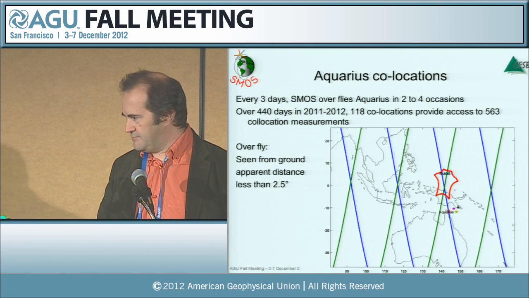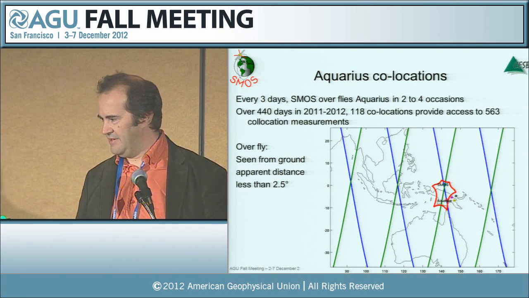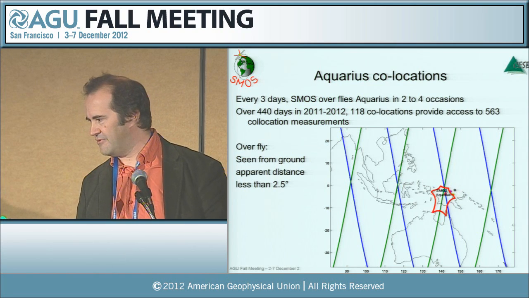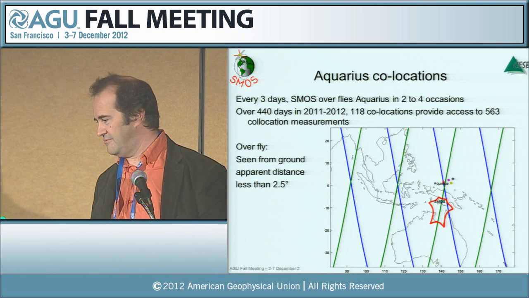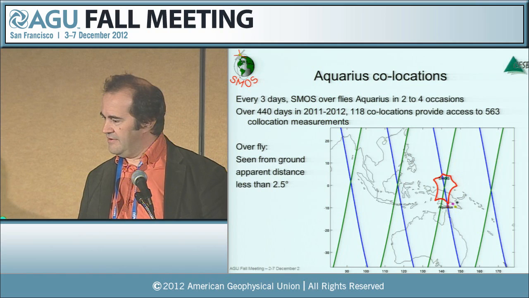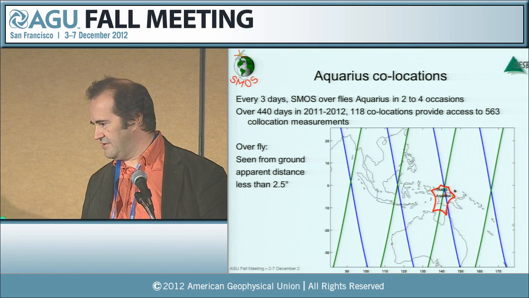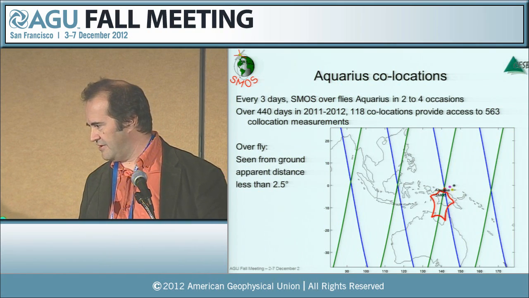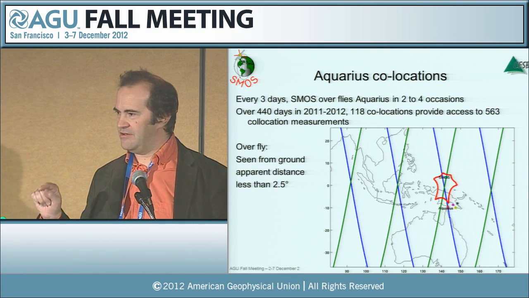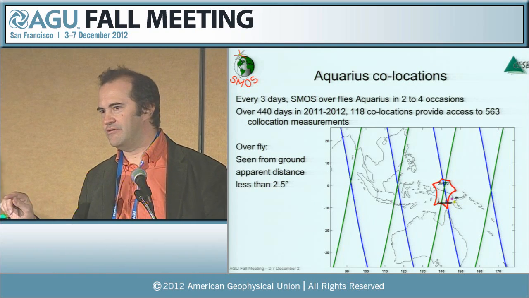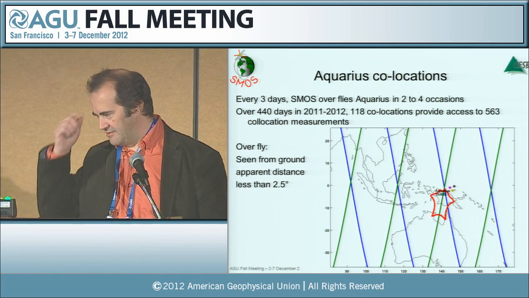Okay, very rapidly, I would like to show you some evidence that SMOS is overflying Aquarius about 2 to 4 times every 3 days, thanks to the orbital cycle of both satellites. Over the 440 days that they've been flying together, we collected a bit less than 600 collocation measurements. Of course, all these collocations occur exactly or around the equator because, as I mentioned before, the ascending and descending passes don't occur at the same time.